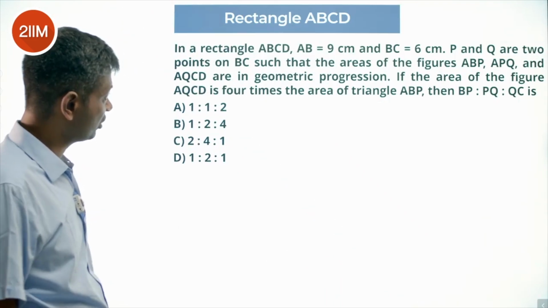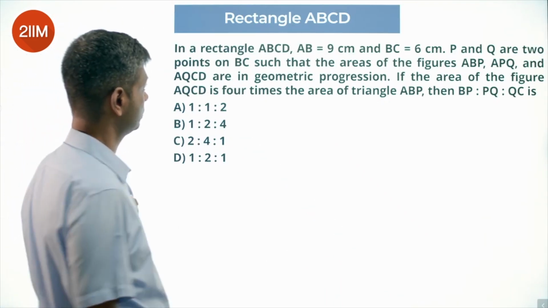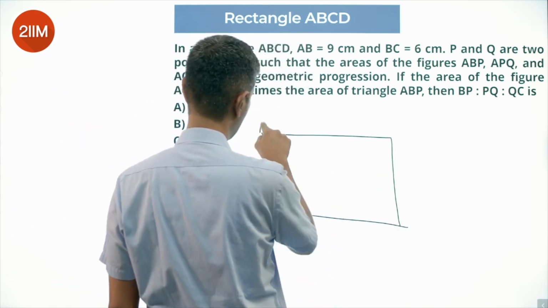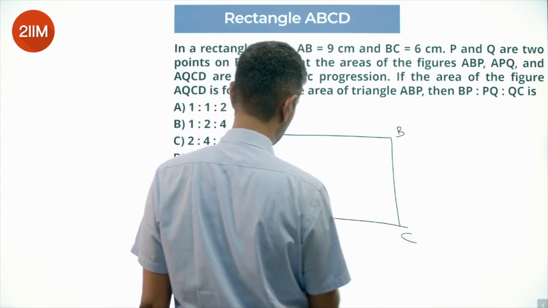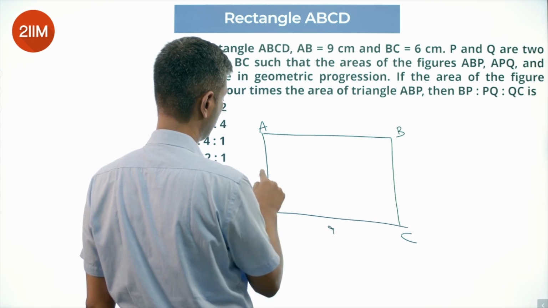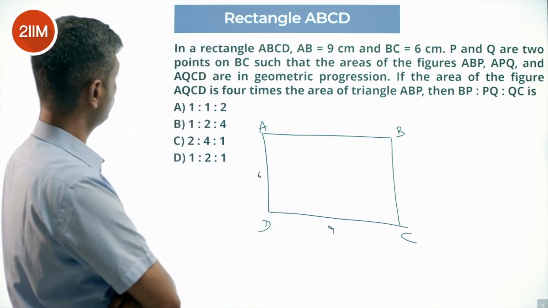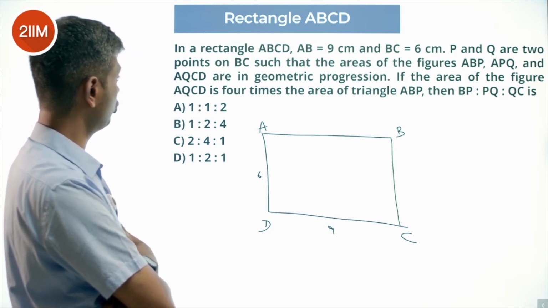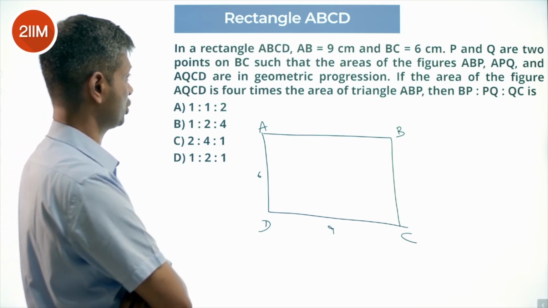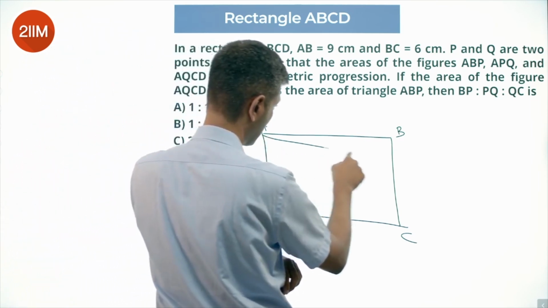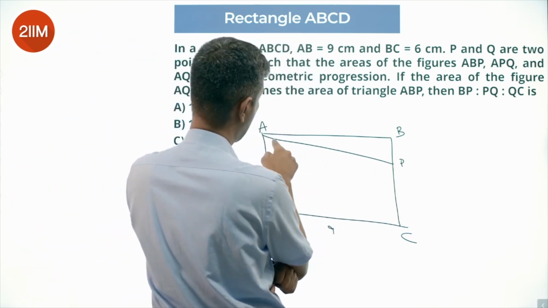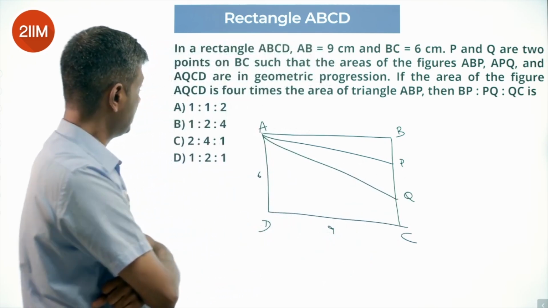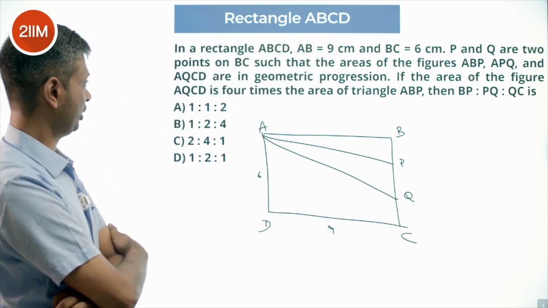In a rectangle ABCD, AB is 9 centimeters and BC is 6 centimeters. P and Q are 2 points on BC such that the areas of figures ABP, APQ and AQCD are in geometric progression.